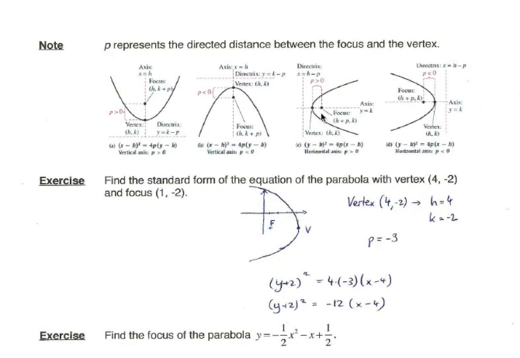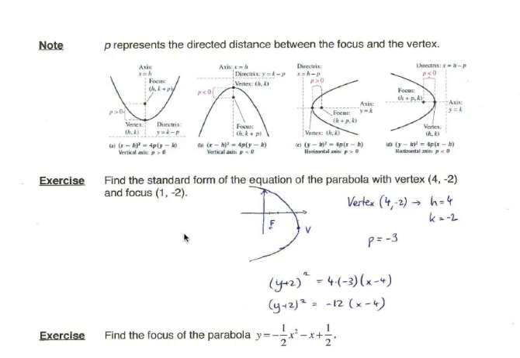Same here, when the distance between the vertex and the focus is 1, let's say, then here p equals 1 because the parabola opens right. And finally, if the parabola opens left, p equals a negative number, which is the distance between the 2 points.